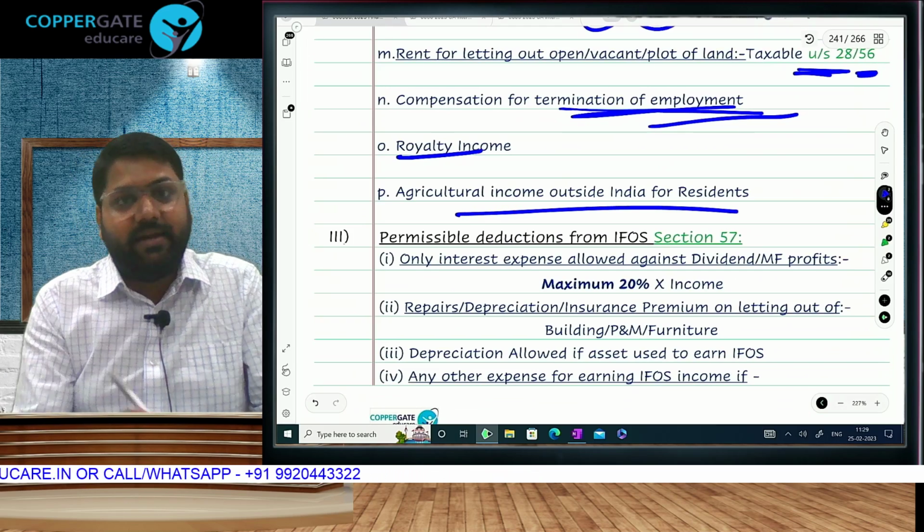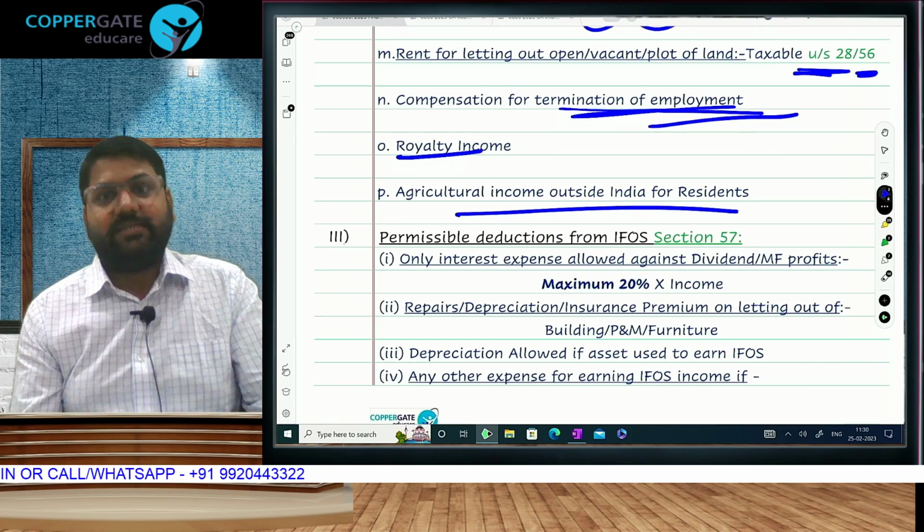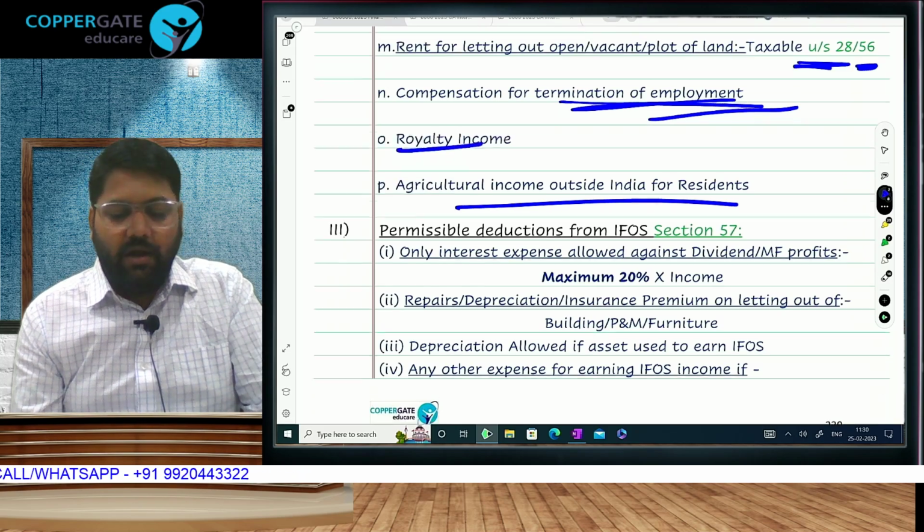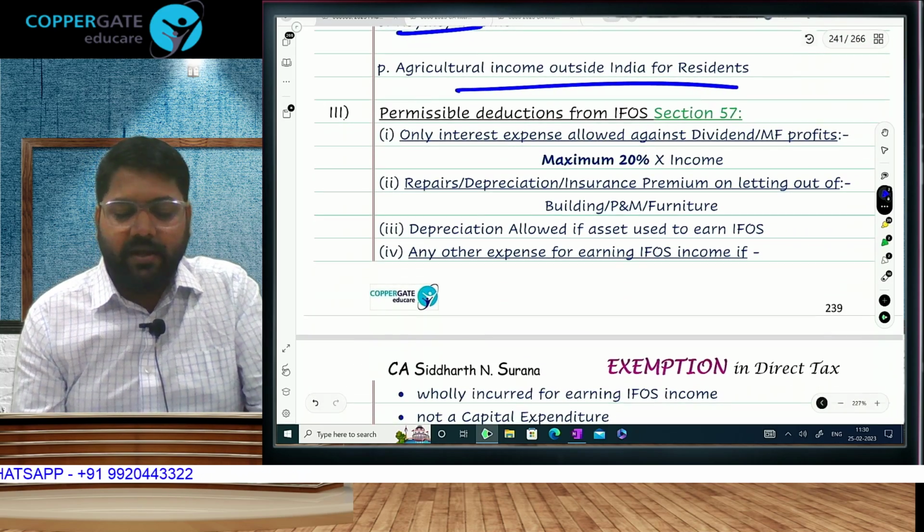Agriculture income outside India for a resident. In India is exempt, outside India will be taxable. Against our IFOS, we will be getting some deduction.